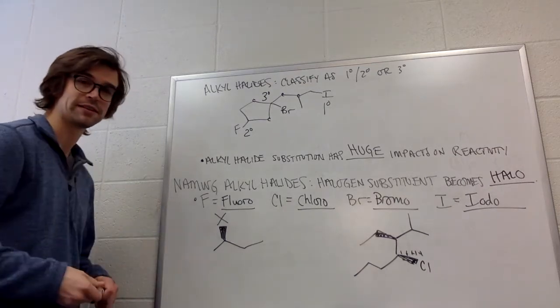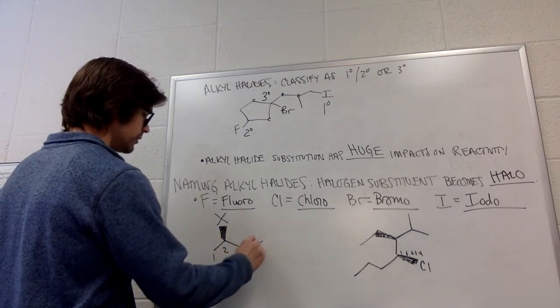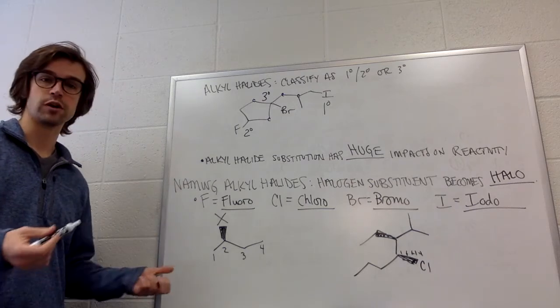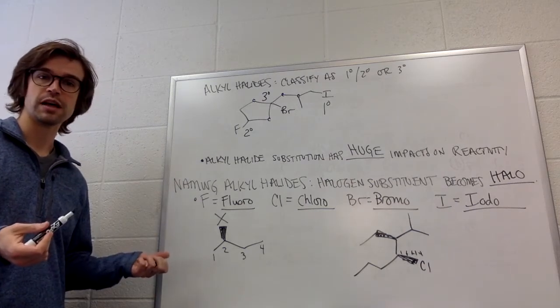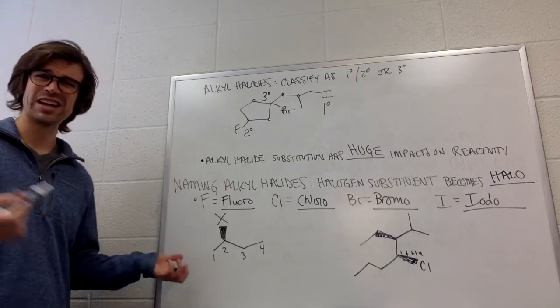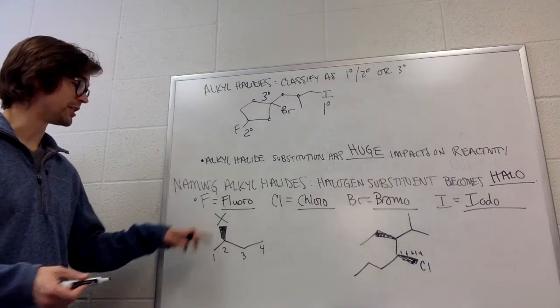Okay, so how would we name this thing? So the parent chain is 4 carbons long. So 4 carbons long would be B-U-T, bute. It's an alkane still, so it's butane. So how do we name the substituent?